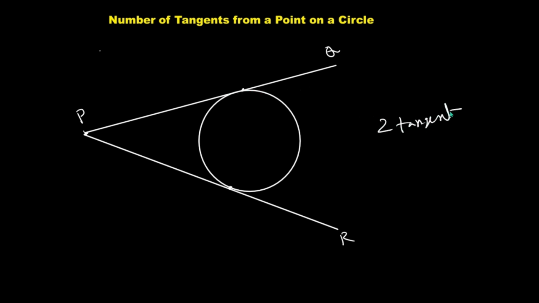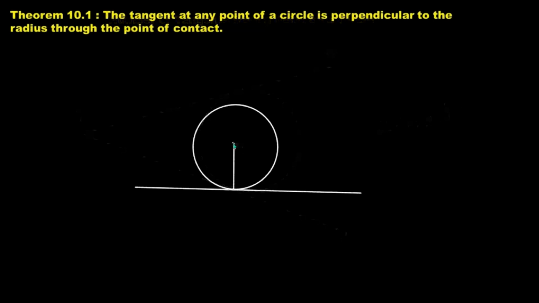Clear, right? Let us draw a circle. This is the center of the circle, and this circle is named C1. I have drawn a circle here, and this is the line, L1. This line is tangent to the circle.